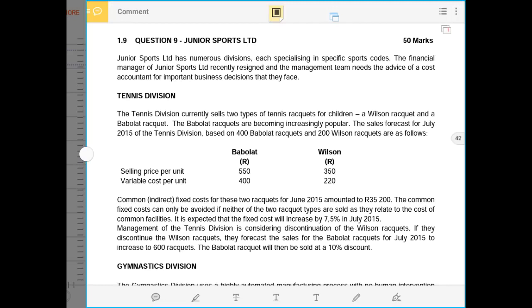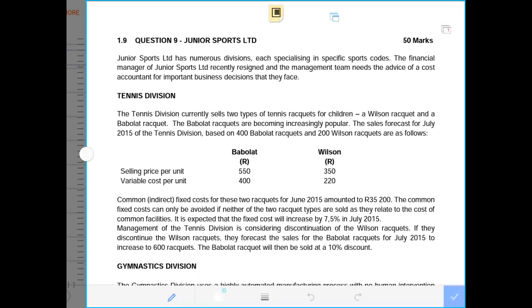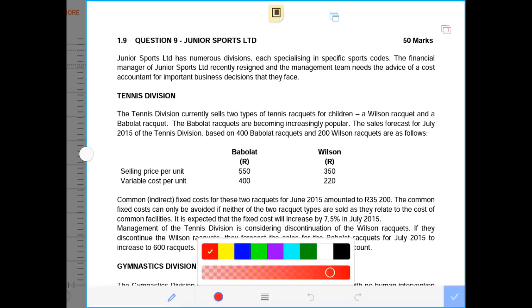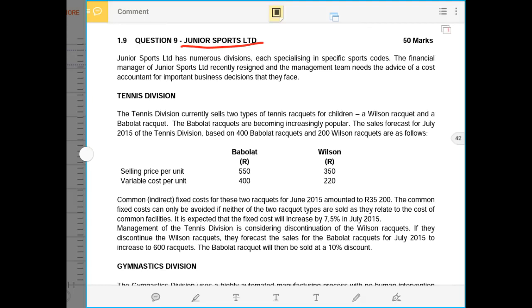I will be doing question 9 from the question bank, and this is once again a long question out of 50 marks that we also need to put our attention into in preparation for any assessment. So now we are reading this question, which is called Junior Sports LTD. And before I read, I just want to look at the overview of the question.